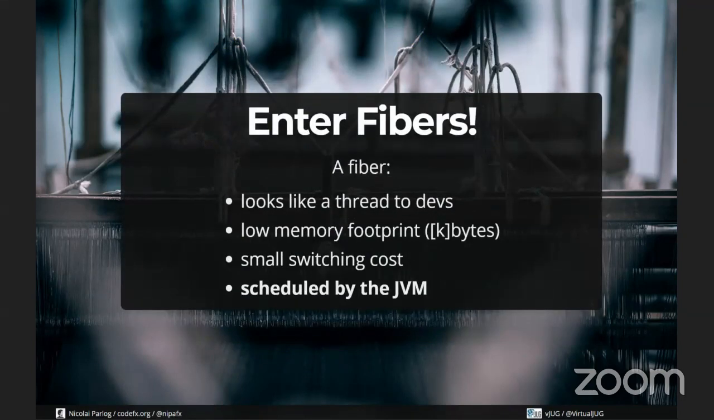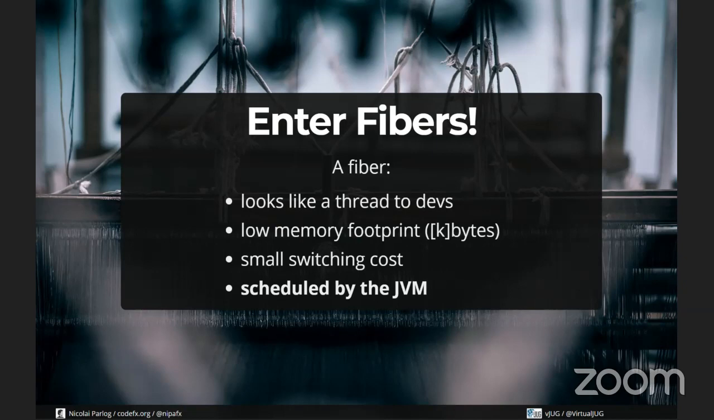Let's assume there were fibers. What's a fiber? A fiber looks like a thread to us, but it's handled by the JVM. That's the most important part here. And it's really cheap to switch, and it's ideally a low memory footprint, because with threads, memory is the limiting factor, right? A thread takes about 1 megabyte of RAM, so how many can you have? Like 1,000, maybe 1 million, but it stops somewhere. Ideally, a fiber will end up with a memory footprint in kilobytes or bytes. And if you end up in bytes, that means you can have 1 million times as many fibers as you can have threads.